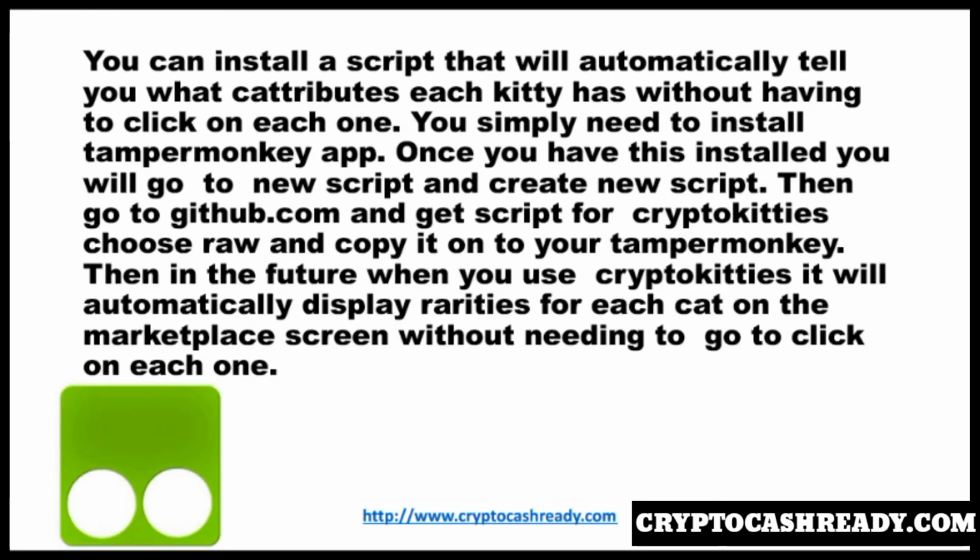You can install a script that will automatically tell you what cattributes each kitty has without having to click on each one. You simply need to install the Tamper Monkey app. Once you have this installed, you'll go to New Script and create a new script. Then go to github.com and get the script for CryptoKitties. Choose raw and copy it onto your Tamper Monkey. Then in the future, when you use CryptoKitties, it will automatically display rarities for each cat on the marketplace screen without needing to click on each one.